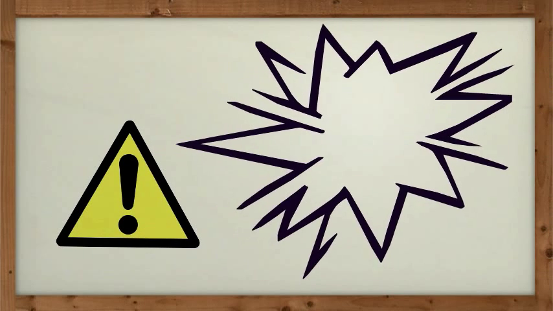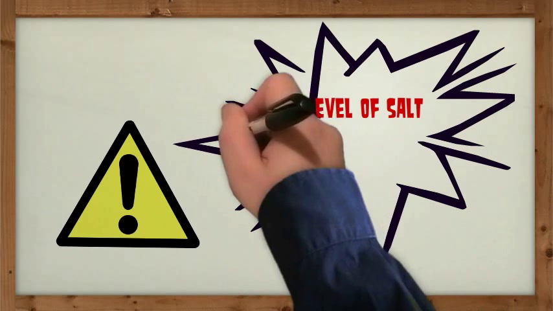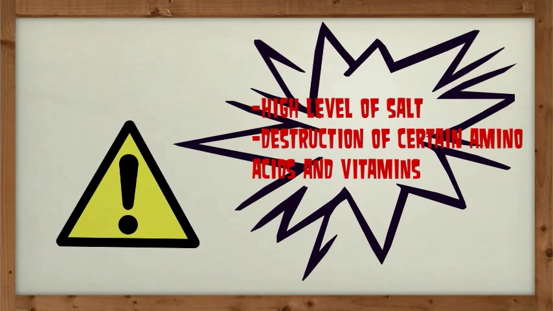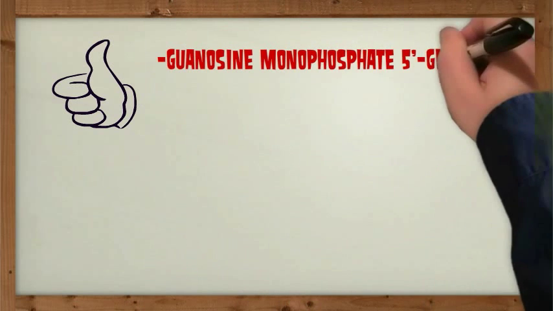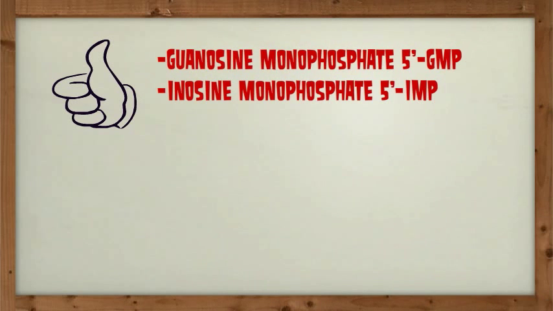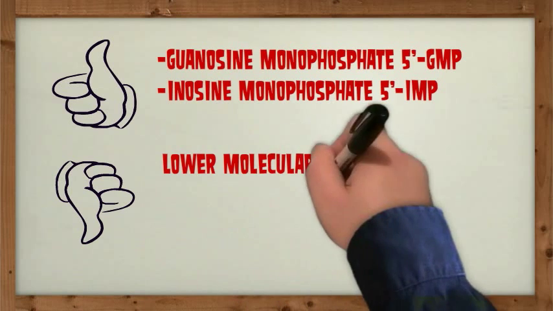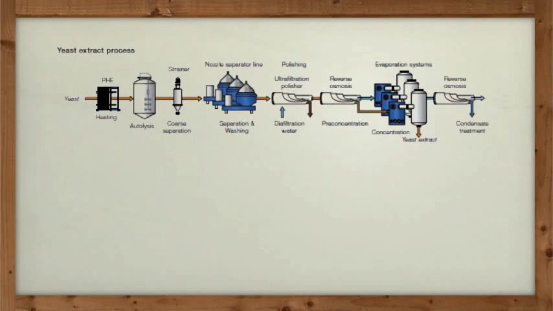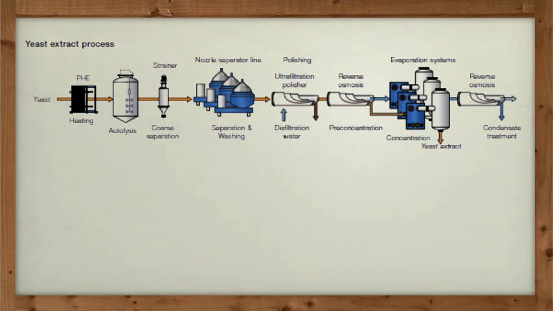These two methods have limited use in the food industry because of the high level of salt presence and the destruction of certain amino acids and vitamins in the final product. In food processing, we tend to increase the concentrations of guanosine monophosphate 5' GMP and inosine monophosphate 5' IMP, which have flavor-enhancing properties. We tend to minimize the concentrations of lower molecular weight non-flavorizing substances such as 5' nucleosides and 3' nucleotides. The diagram shows the overall process of yeast extraction.